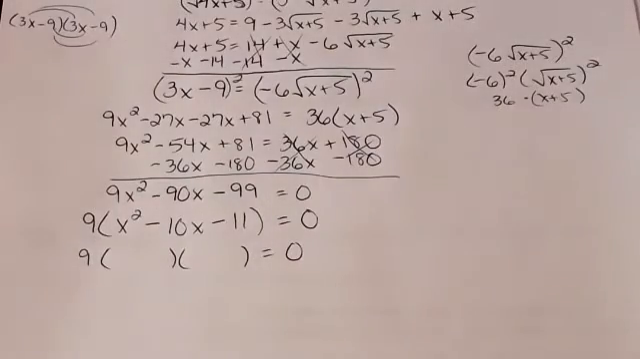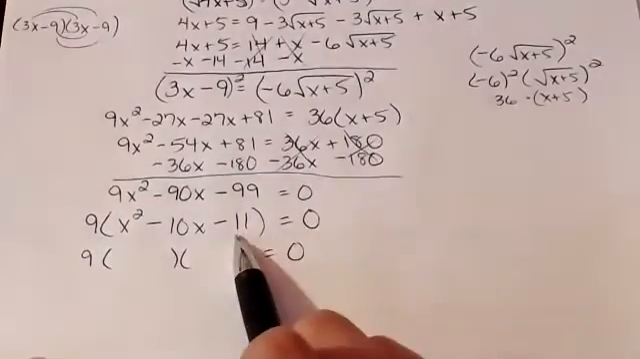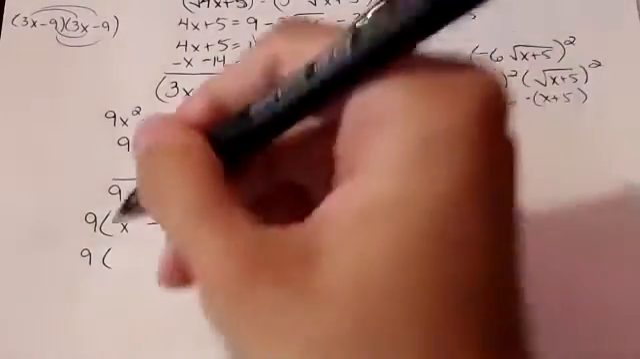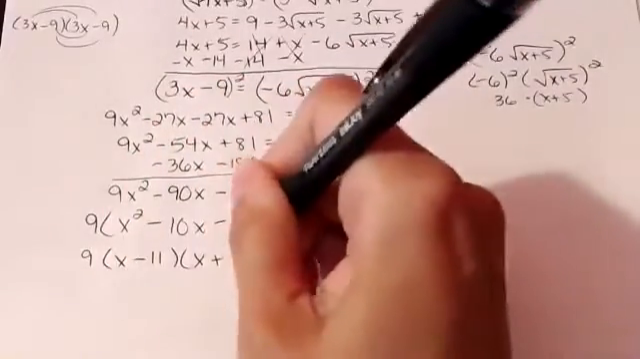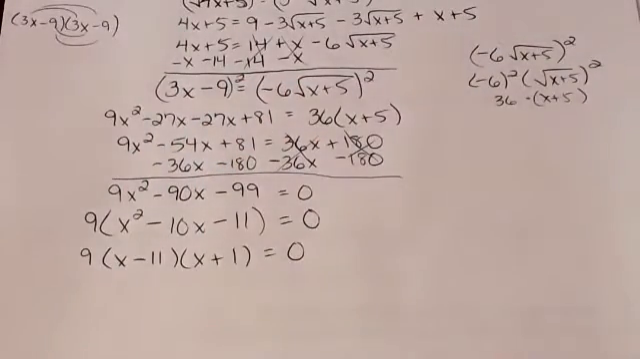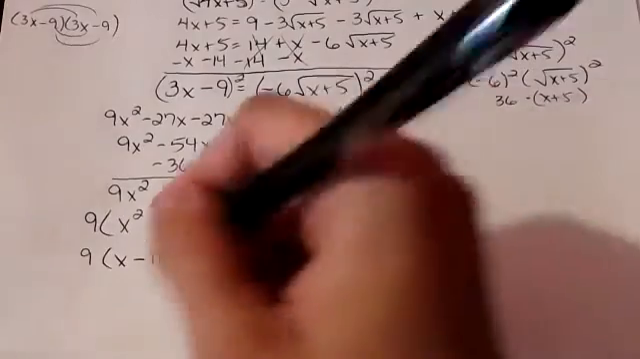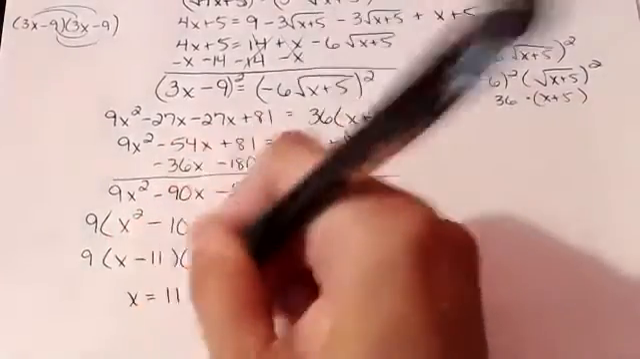I'm so sorry. We need factors of negative 11 that combine to give us negative 10. That's going to be negative 11 and a positive 1, right? Negative 11 times 1, that'll give us a negative 10 when we combine those. So therefore, my solutions are 11 and negative 1.